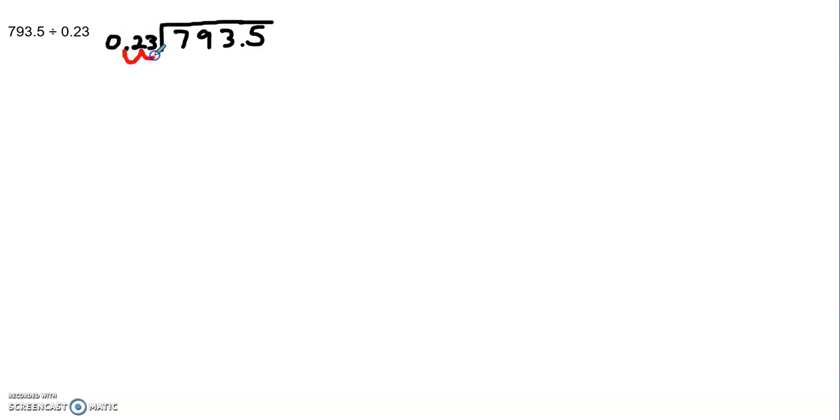So I have 1, 2. But I moved it twice here, so I must move it twice here. So I go 1, 2. But I don't have a digit here. If I don't have a digit here, that's okay. I can always add that 0, our lovely digit 0. And I'm just going to extend for less confusion. And then I rewrite my house and I write the new numbers. So this became a 23 and this became 79,350.